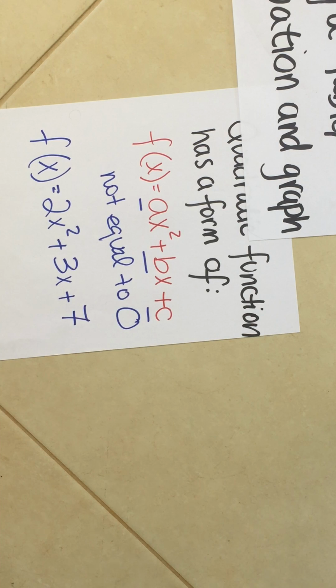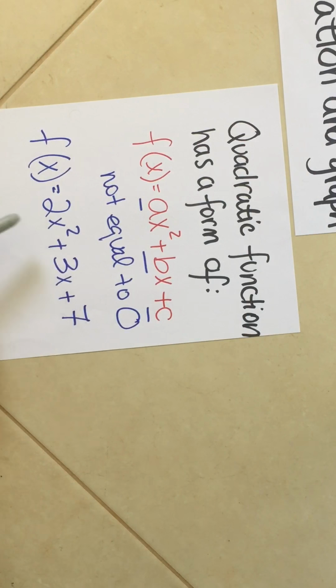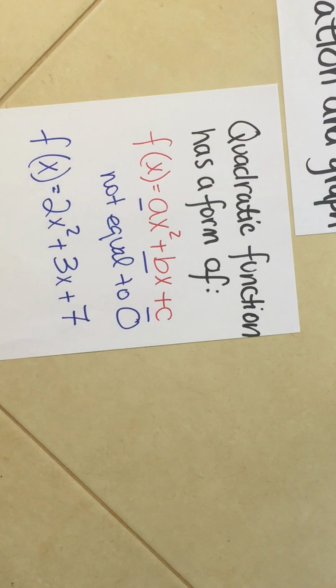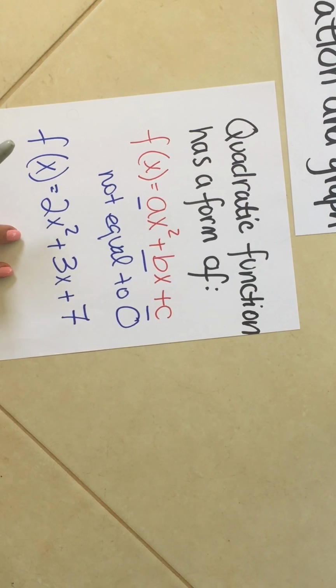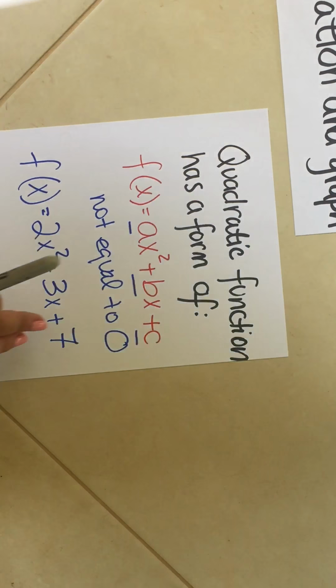Again, for me, it is easier to see a quadratic function if I see an x squared in the function. That way, you can almost immediately determine whether the function is quadratic or not. Another way of telling whether a function is quadratic is by looking at a table. So let's take a look at the table.